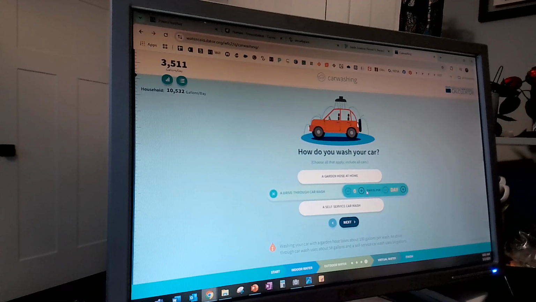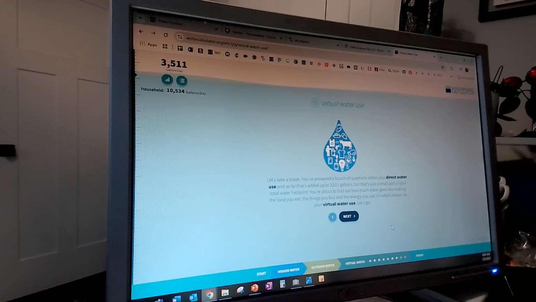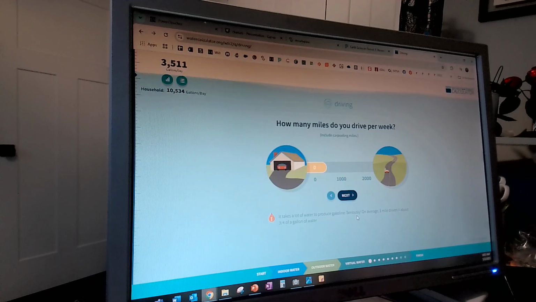Okay, we go through drive-throughs. I'm not that great about washing my car. It's probably like 1 time per month in the summer. It's a little more often in the winter to keep the salt off. So yeah, there's that. Now this is the virtual one. This one gets really interesting because it's things you don't think about that uses water.